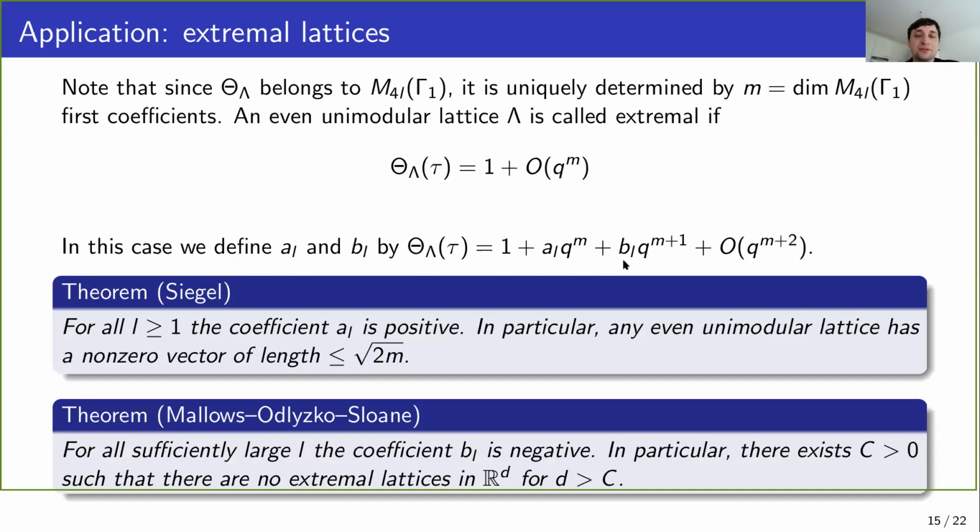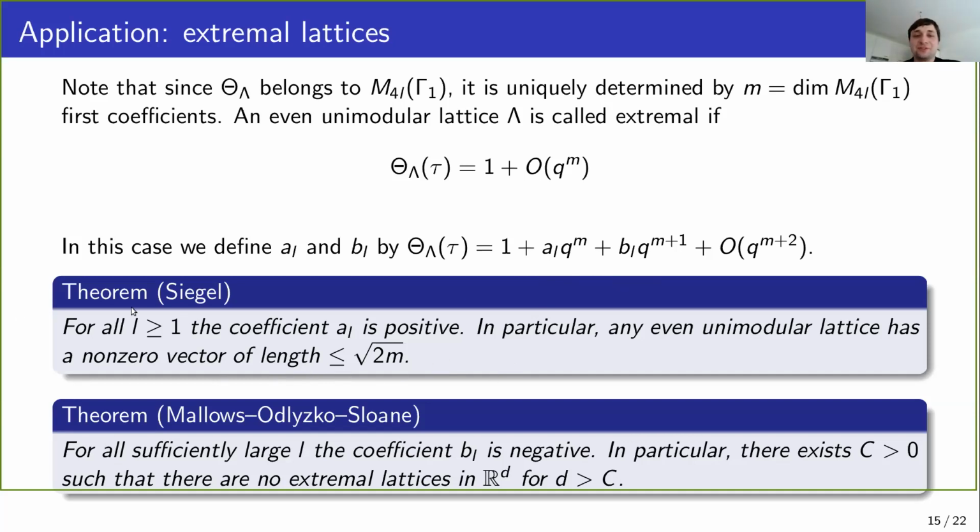If you look at the next two coefficients of the Fourier expansion of this modular form, then one can prove certain things. First of all, one can prove that the next coefficient, the one which corresponds to vectors of length square root 2m, is strictly positive. This means that an extremal lattice has these vectors, but also anything non-extremal has vectors which are shorter than square root 2m. So any even unimodular lattice has a vector of length at most square root 2m.